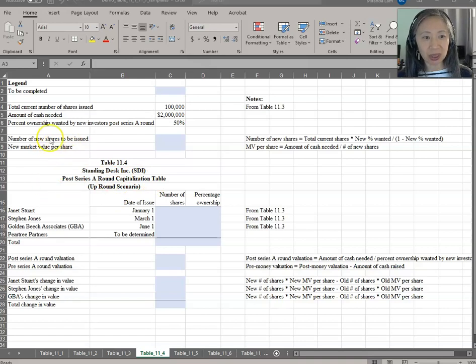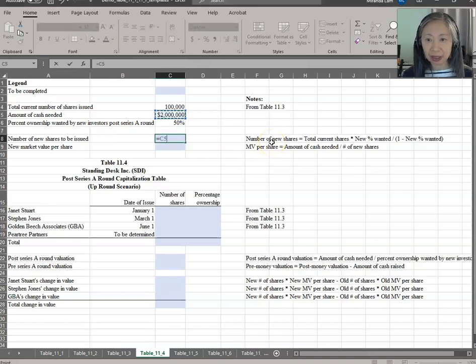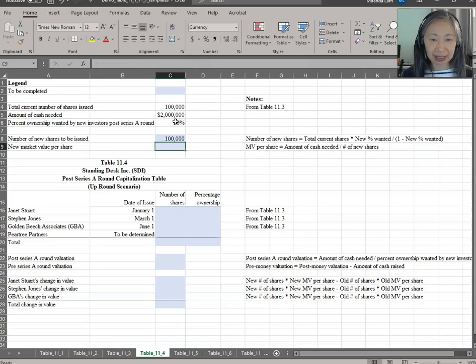So let's take a look. In here, the amount of cash they need is $2 million, and the percentage ownership they want is 50%. So let's first figure out the number of new shares. Total number of shares, from table 11.3, times the new percentage they want, divided by 1 minus the percentage they want. That turns out to be 100,000 shares.